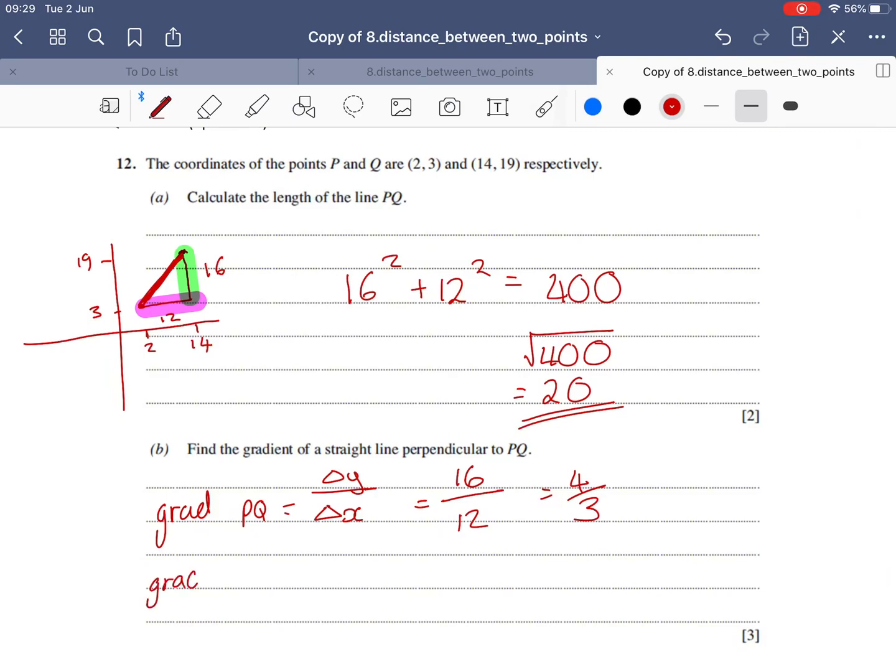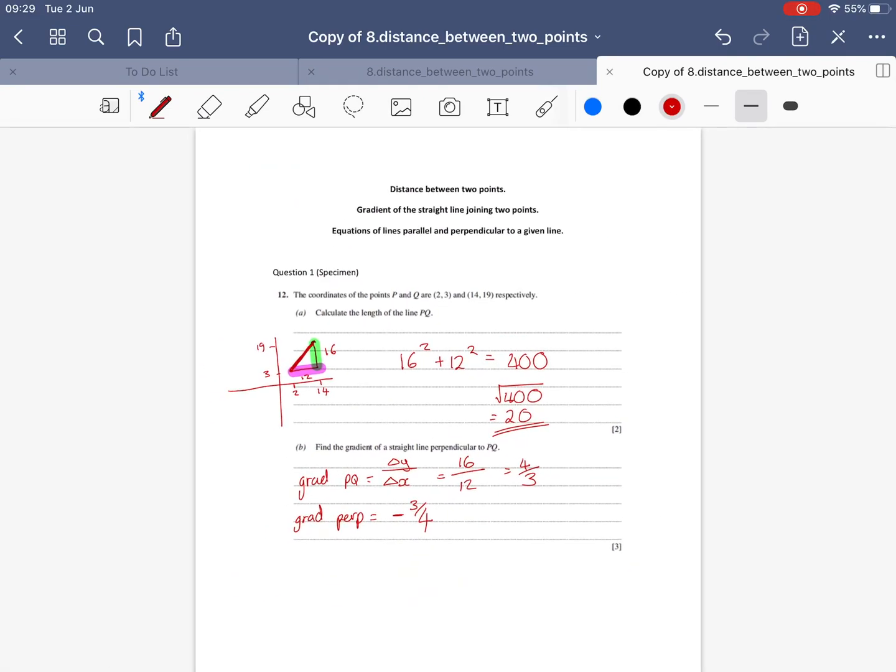So the gradient of the perpendicular, like I said earlier, is going to be opposite. So that gradient of PQ is positive, so we know this one's going to be negative. And we just flip our fractions. So instead of 4/3, we get minus 3/4. And it is as simple as that.